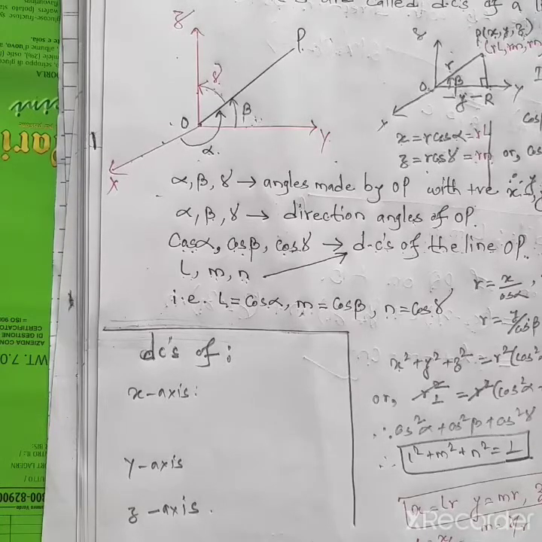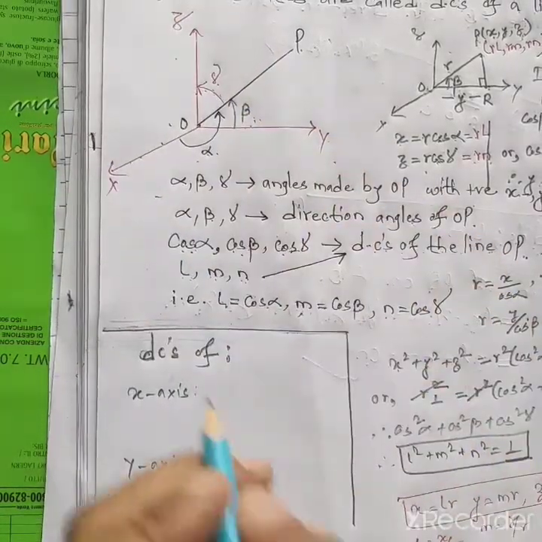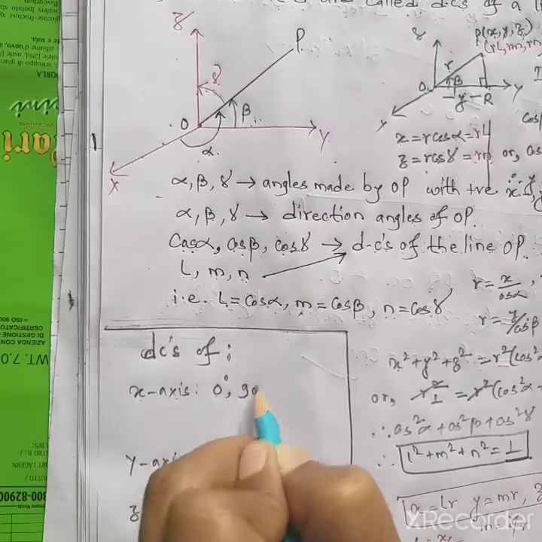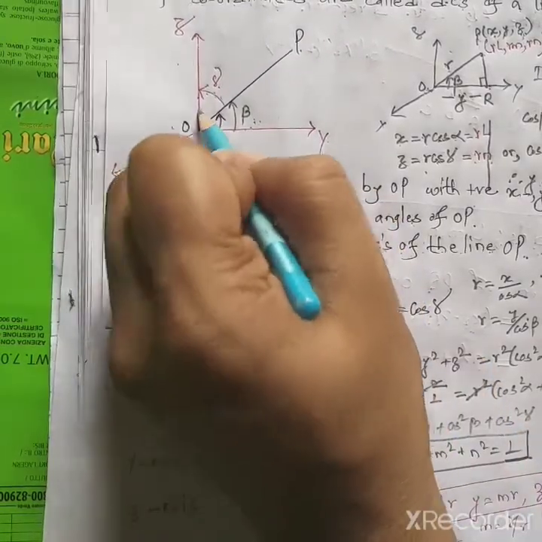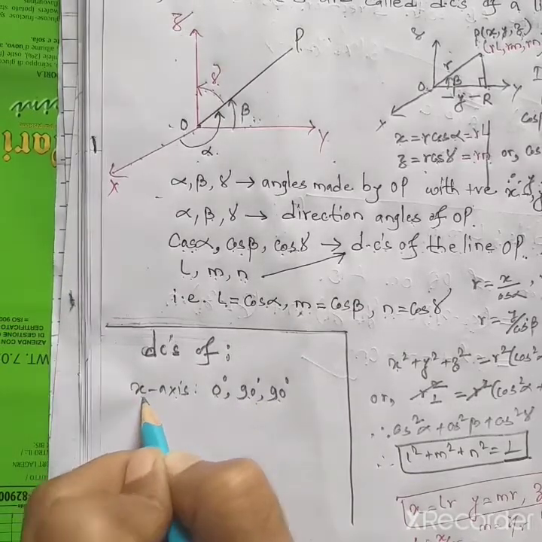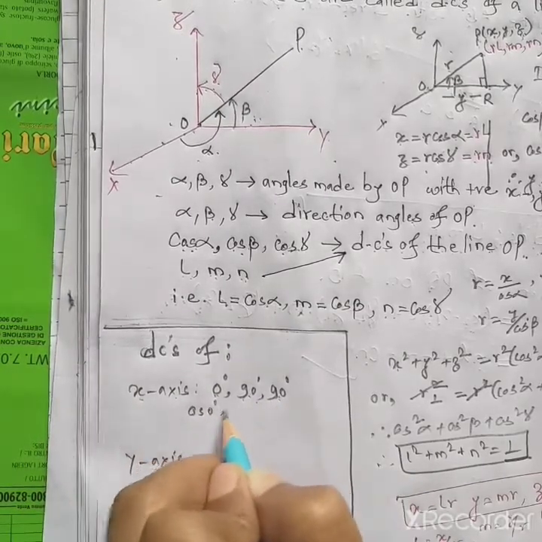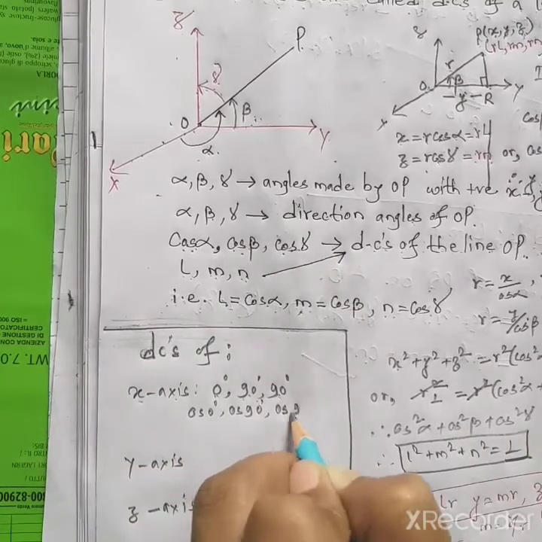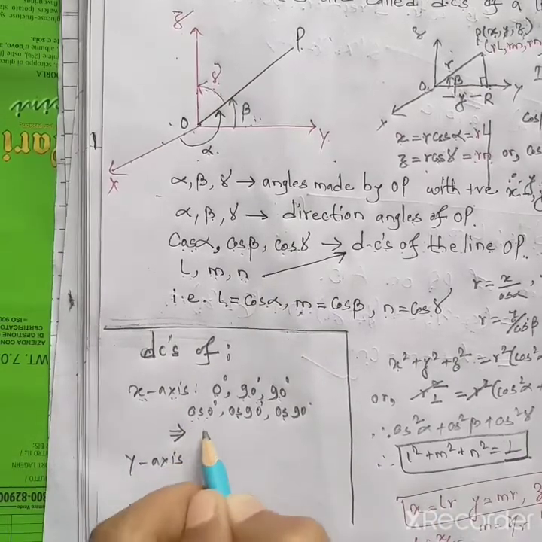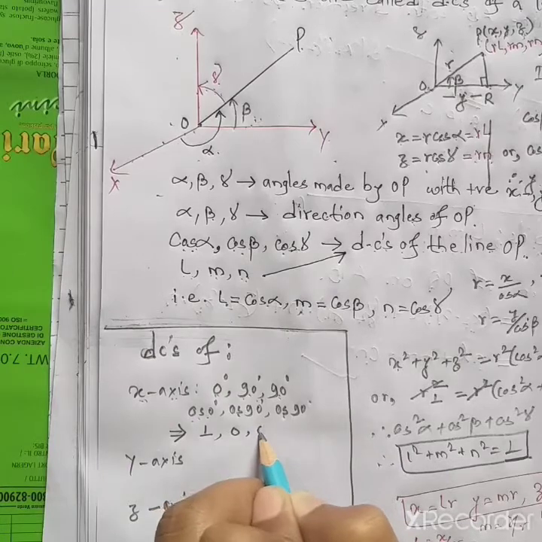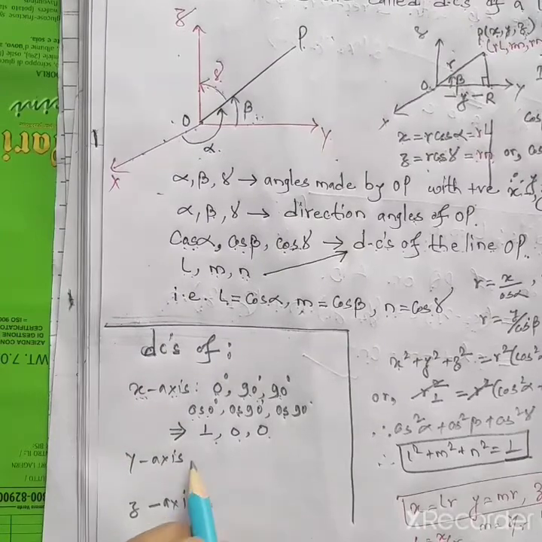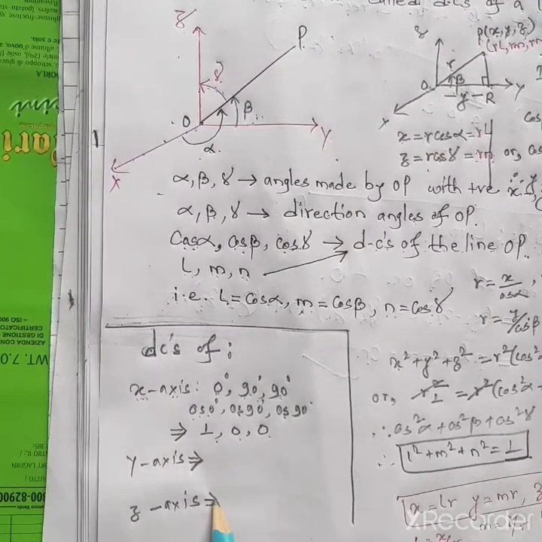Now let us discuss the direction cosines of the x-axis, y-axis, and z-axis. Since the x-axis makes an angle 0 degree with itself, 90 degrees with the y-axis, and 90 degrees with the z-axis, these are the alpha, beta, and gamma of the x-axis, isn't it? So the cosines of these angles, cos 0 degree, cos 90 degree, and cos 90 degree, are the direction cosines of the x-axis, which equal 1, 0, and 0, since cos 0 means 1 and cos 90 means 0. So the direction cosines of the x-axis are 1, 0, and 0. Similarly, we can get the direction cosines of the y-axis and z-axis.